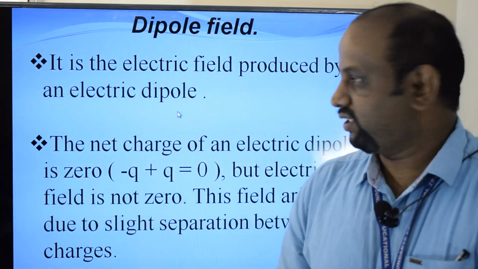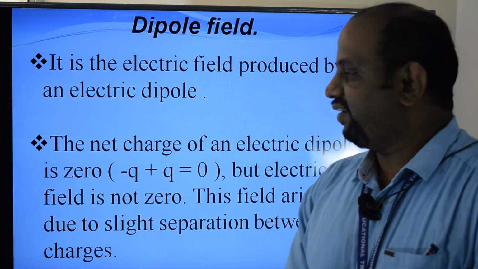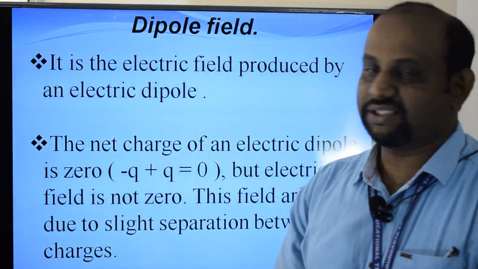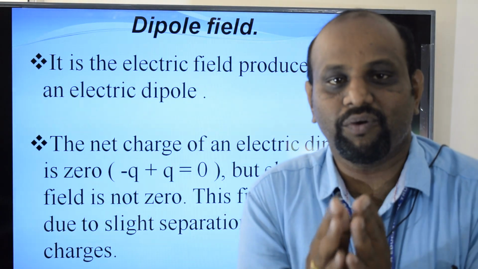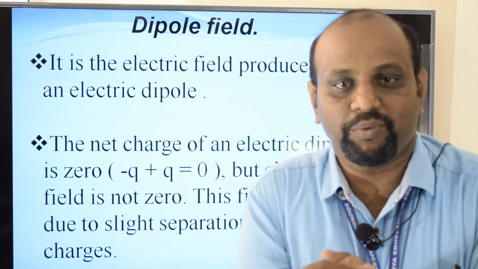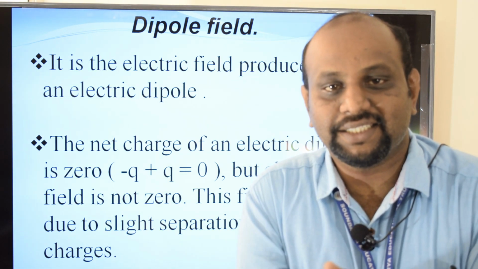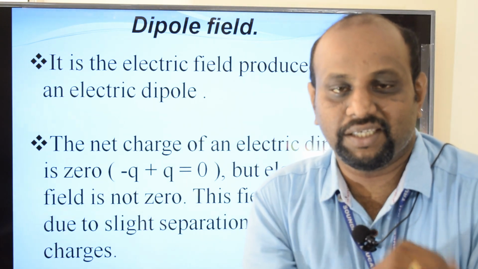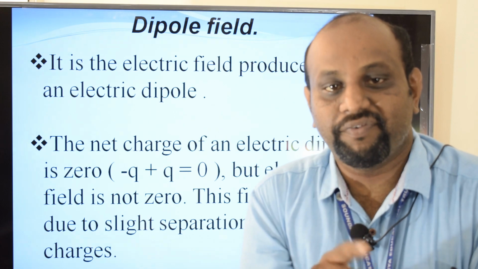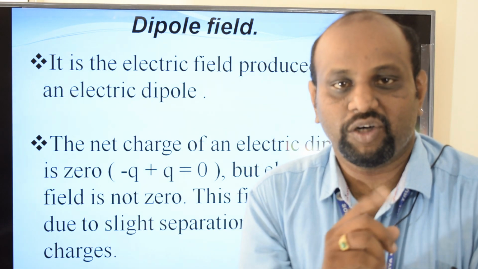The net charge of the electric dipole is 0, but the electric field is not 0. This field arises due to the slight separation between the charges. Dipole means there are equal and opposite charges; when we add them, the answer should be 0. Net charge of the dipole is 0, but the electric field is not 0. Due to the slight separation between the negative charge and the positive charge, the electric fields do not cancel each other. Hence it has some electric field that is not 0.